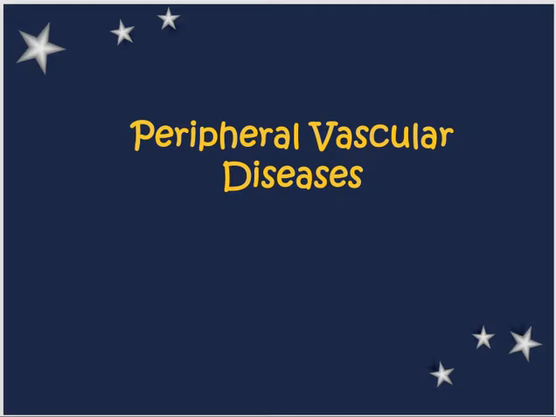Collectively, it is written peripheral vascular diseases because there are two types. If you take the circulatory system, of course there is the heart, and from the heart there is a main trunk which arises, called the aorta, and the aorta gives off branches which are considered the peripheral vascular system.